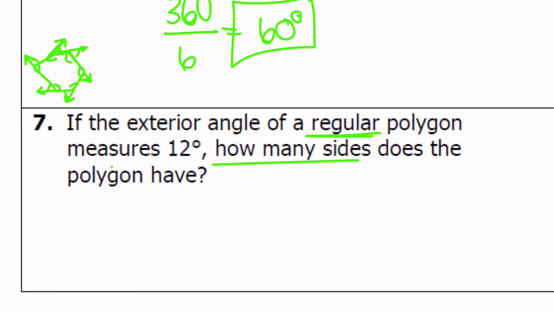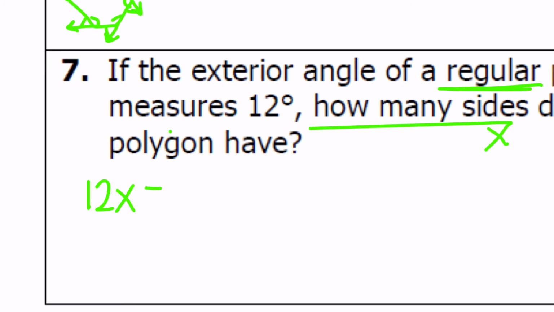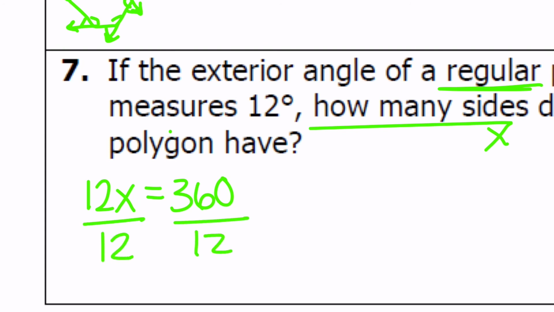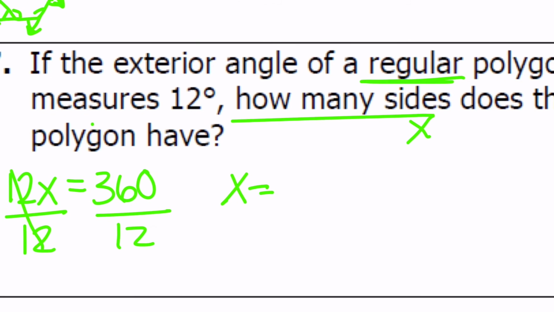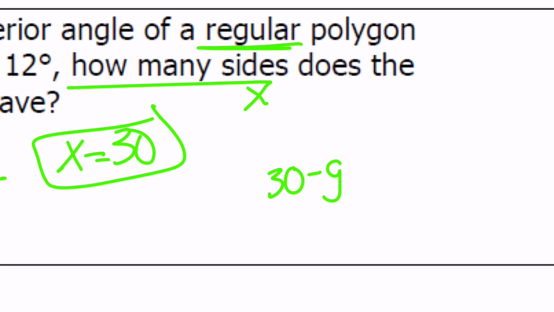Since we're trying to find the number of sides, we're going to let that be x. That's something we don't know. So I can take 12 degrees times x, however many sides that is, and that's going to equal 360 degrees. Then I solve for x, so I divide both sides by 12. X equals 30. So that means this polygon has 30 sides. So it'd be a 30-gon. If I were to draw out a regular 30-gon, a 30-sided shape where all the angles and sides were equal, every exterior angle would equal 12 degrees.